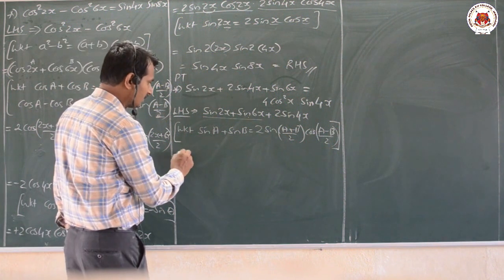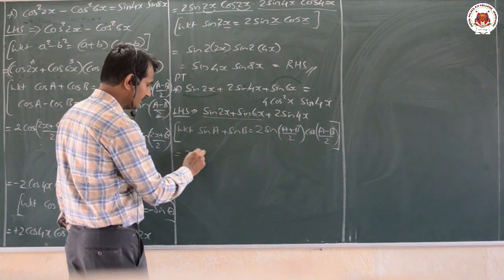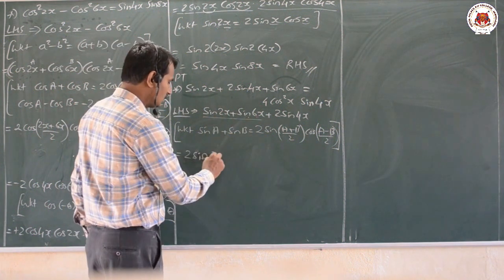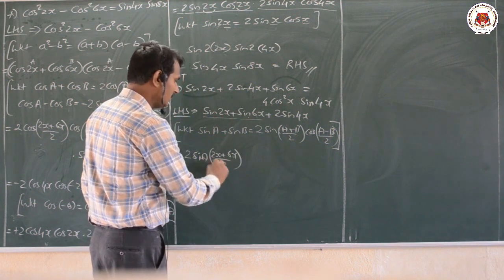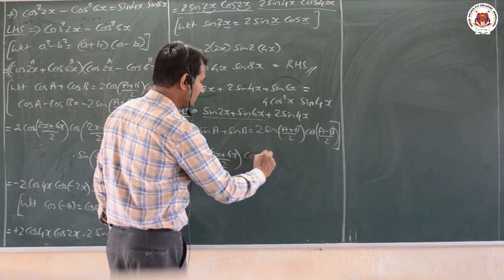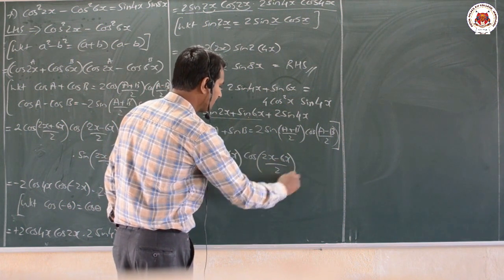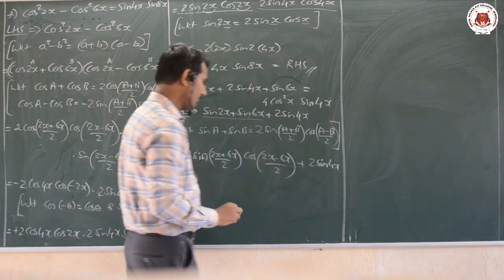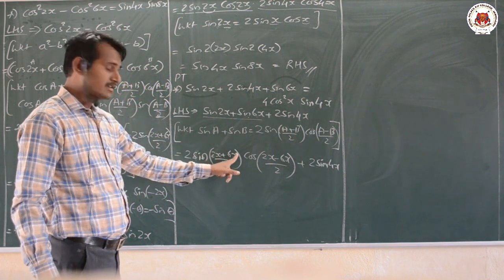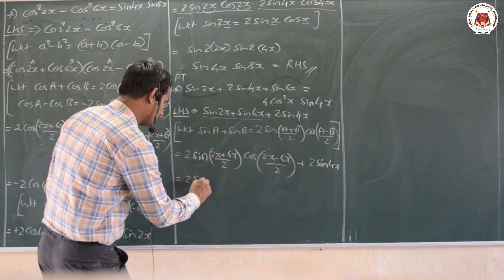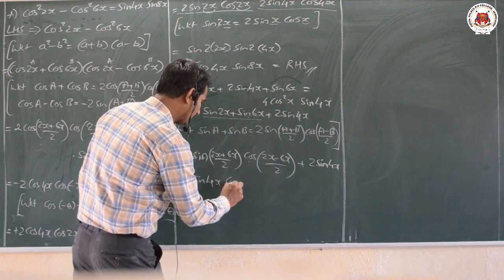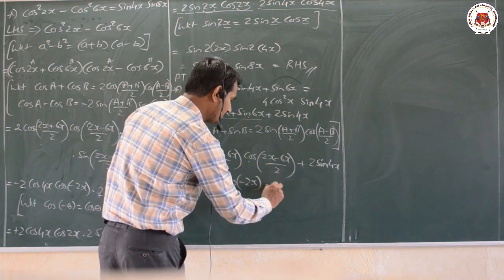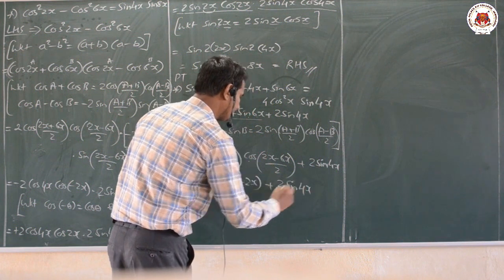So what we get here is 2 sin (A plus B) by 2, that is 2 sin of (2x plus 6x) divided by 2, into cos of (2x minus 6x) divided by 2, plus the remaining part 2 sin 4x. Now I will substitute: 2x plus 6x is 8x, by 2 is 4x. So 2 sin 4x, cos of minus 4x by 2, that is minus 2x, plus 2 sin of 4x.